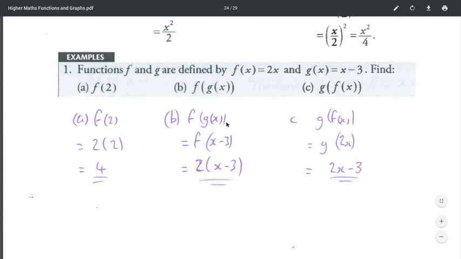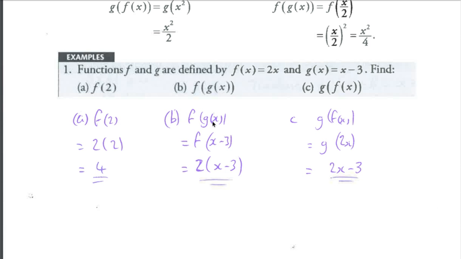So f of g of x. So what is g of x? Well, let's have a look. g of x is x minus 3. So first step, we replace g of x with whatever g of x is. So f of g of x becomes f of x minus 3. Okay, so what have we done there? We have substituted x minus 3 for g of x.